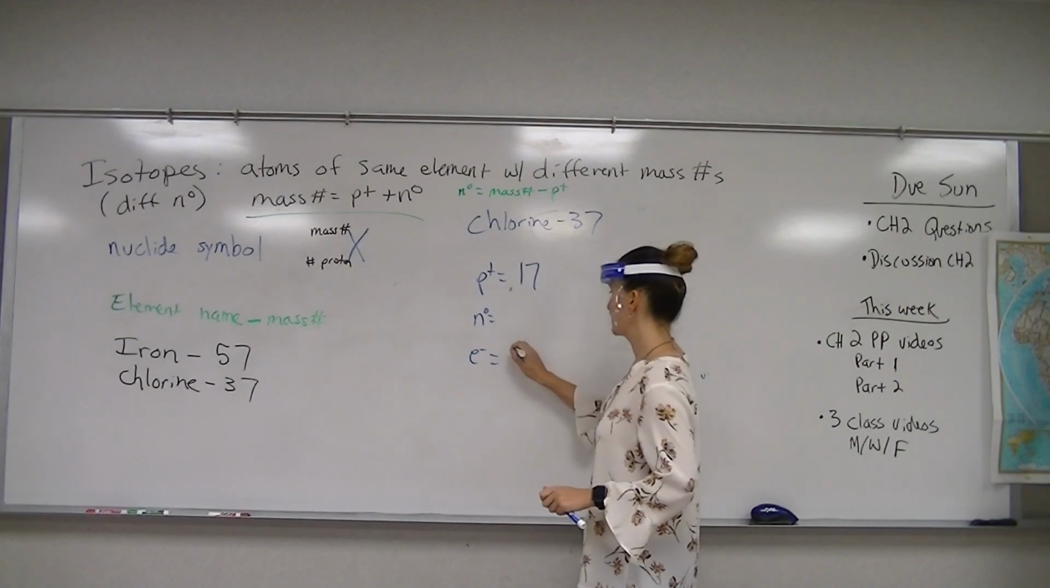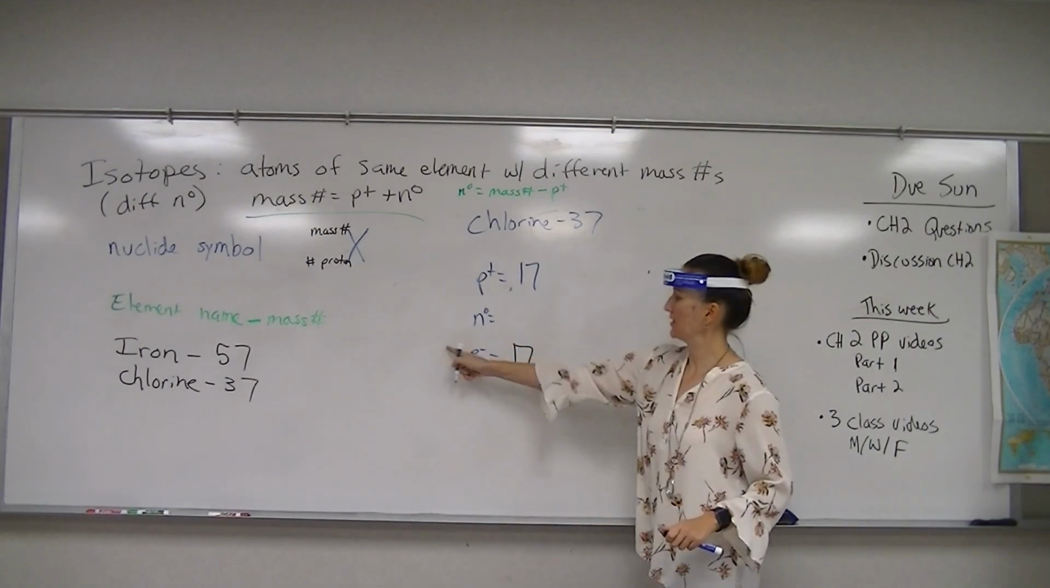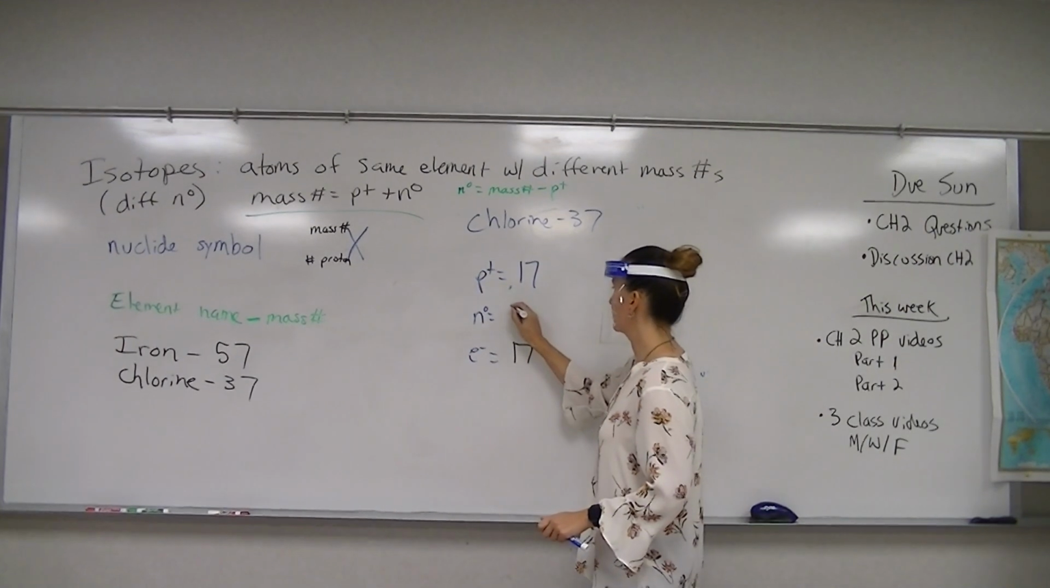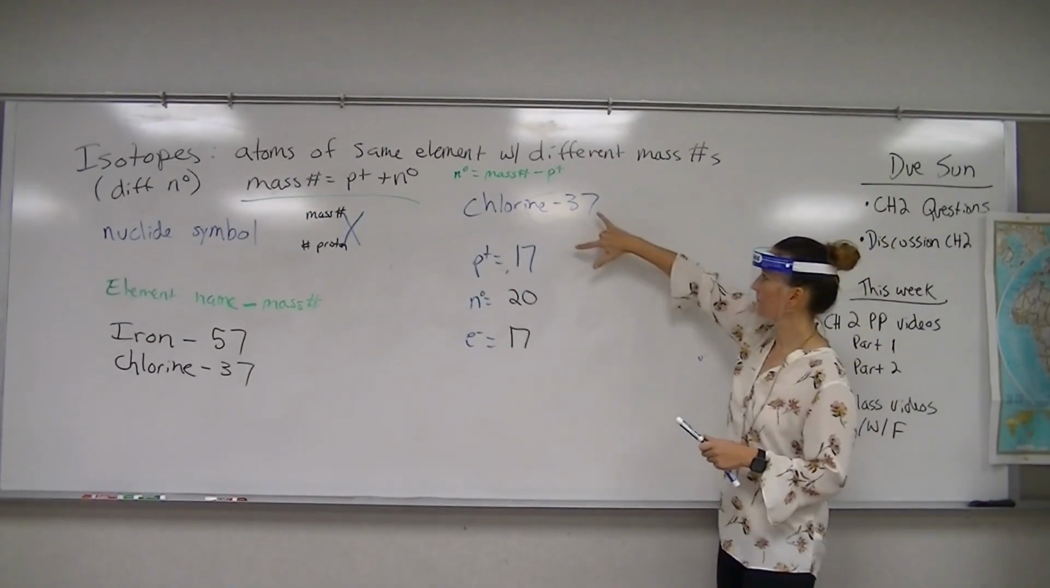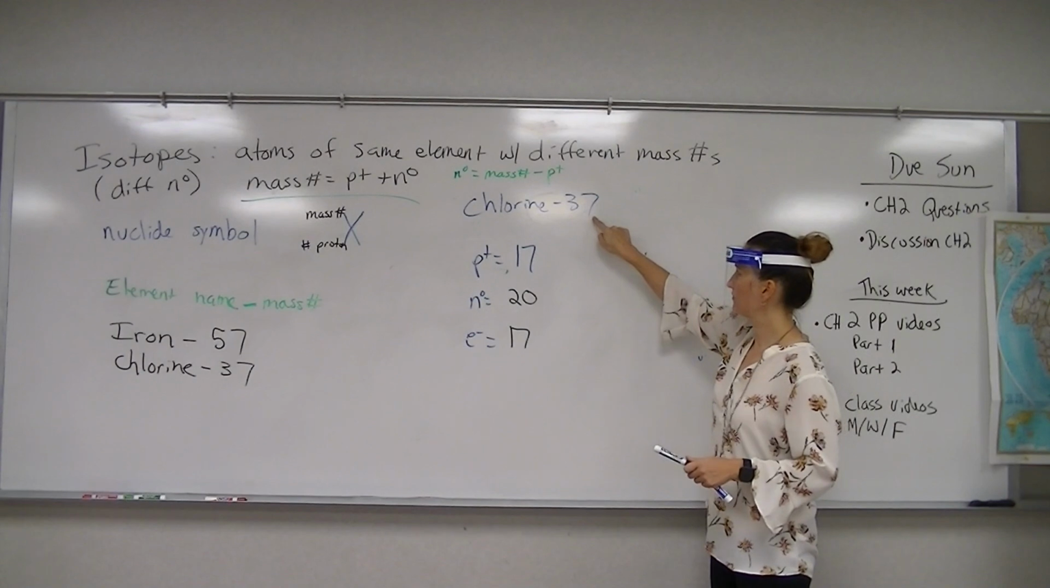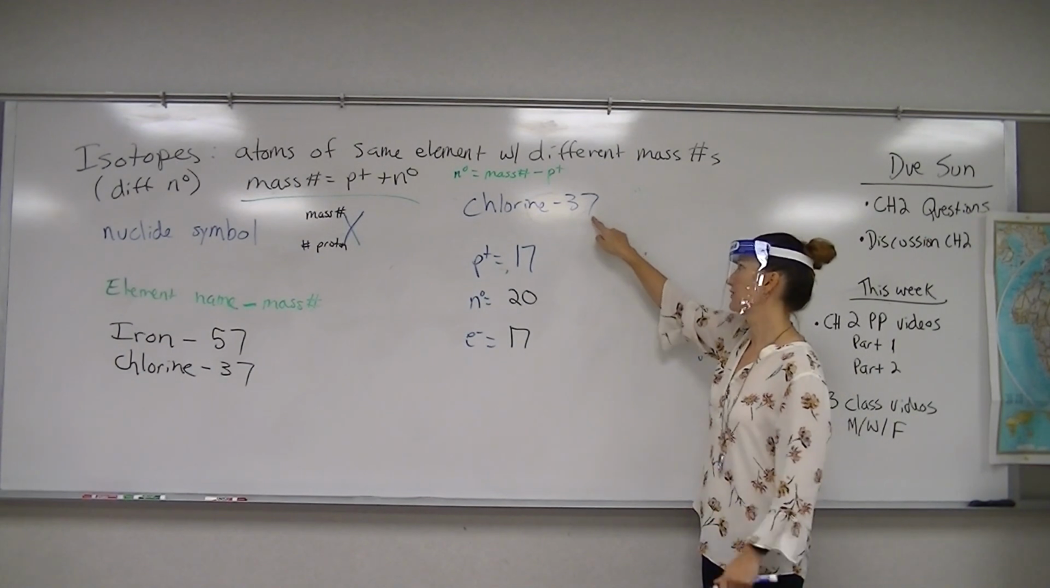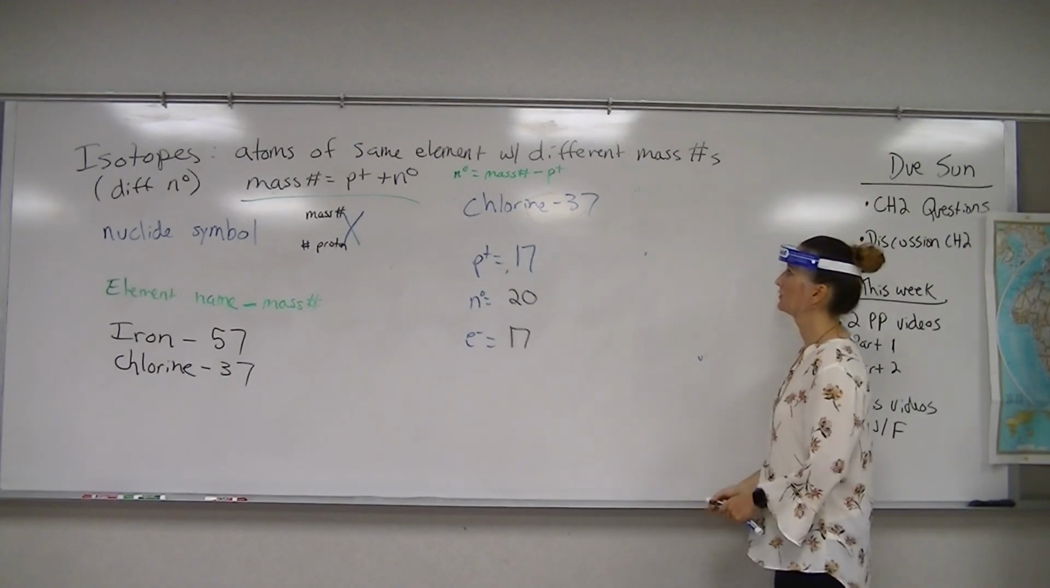You said electrons was 17? There's no charge. Okay, that makes sense because it's neutral, and then neutrons were 20. So how'd you get the neutrons? Subtract 17 from 37. Yeah, 37 minus 17 gives you 20.